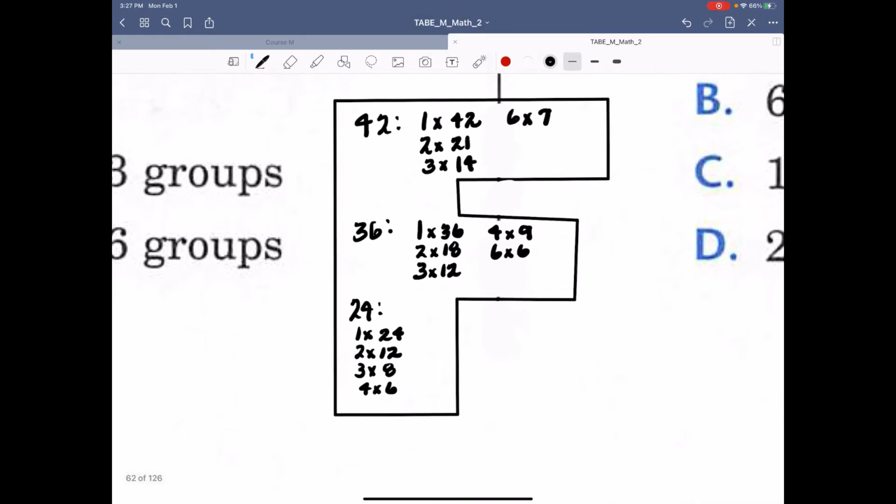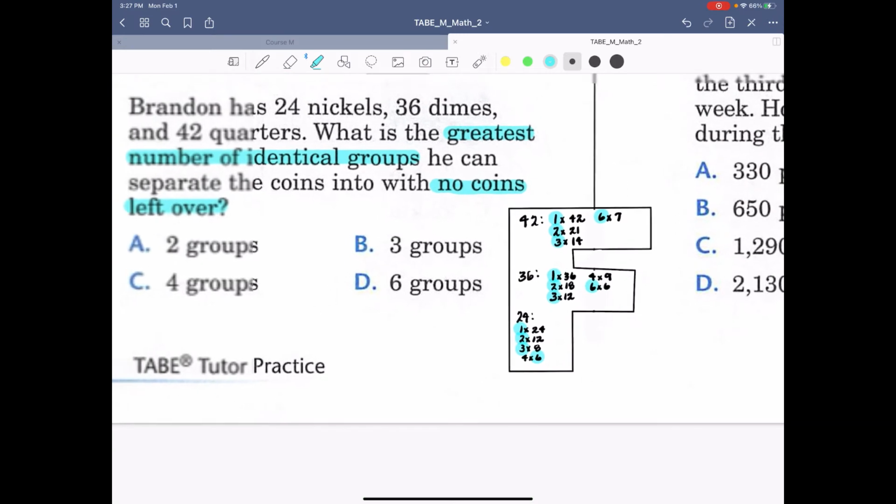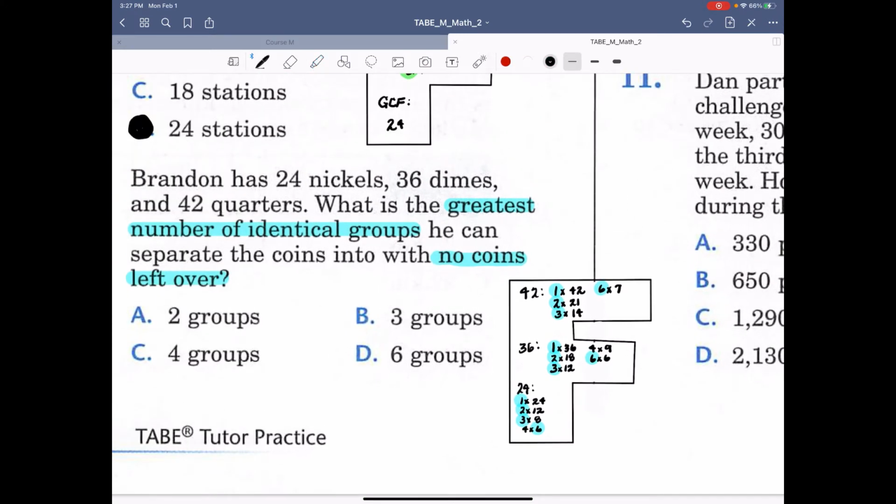So I need to get common factors for all of them. The 1 is in all of them. The 2 is in all of them. The 3 is in all of them. The 6 is in all of them. And that's all, I believe. So the number you're looking for is D, 6 groups. And we found that by the greatest common factor.